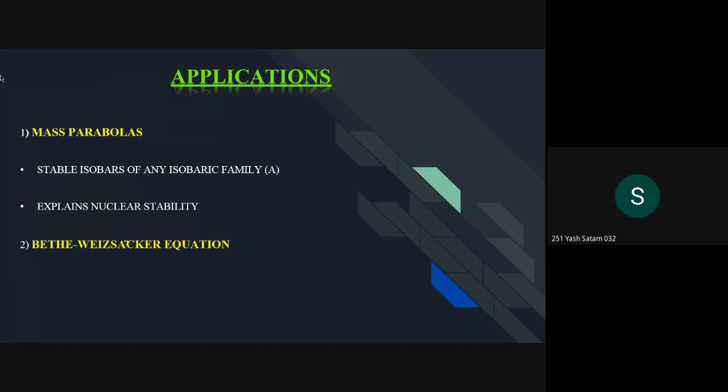The second method that we used was the Bethe-Weizsäcker equation. The first application of this equation is that we can find the atomic number for the most stable isobar that we calculated theoretically. The second is that we can also find out the binding energy for any nucleus if we put the value of Z and N in that equation.